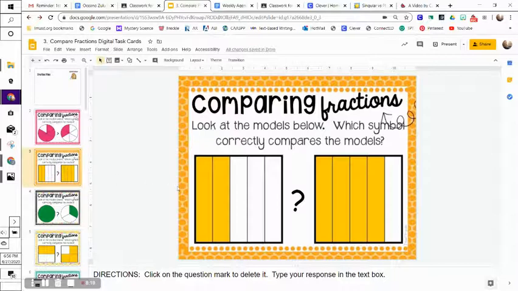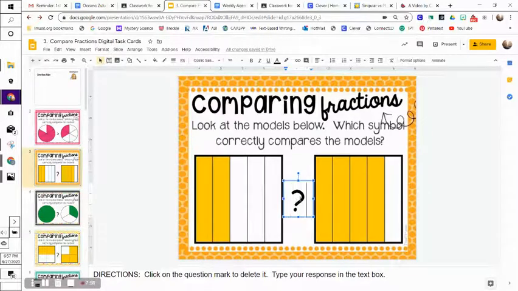So slide number 3. Look at the models below. Which symbol correctly compares the models? So each model is divided into, let's see, 1, 2, 3, 4, 5. So here we're looking at fifths. This is 2 fifths. This is 1, 2, 3, 4, 4 fifths. Now 4 fifths I can see is bigger than 2 fifths.